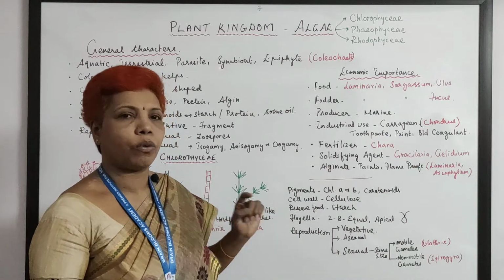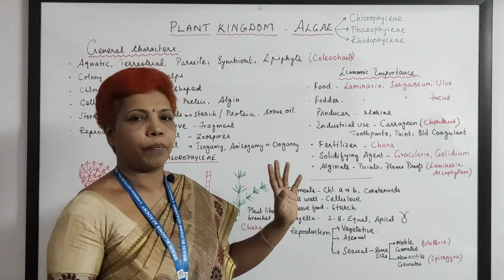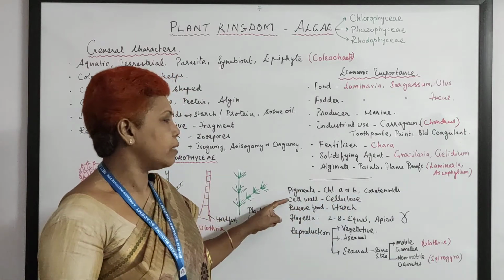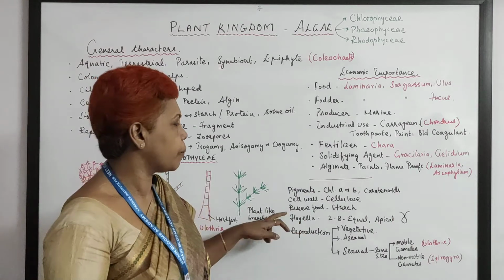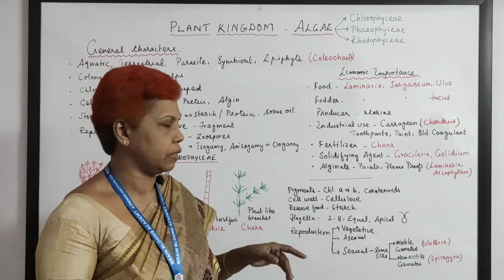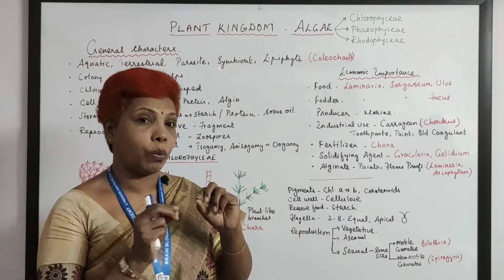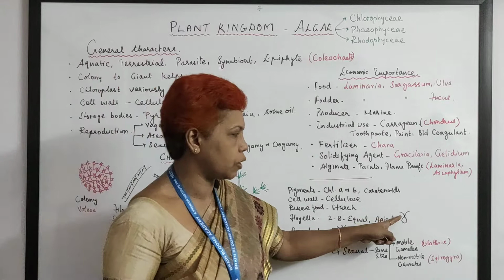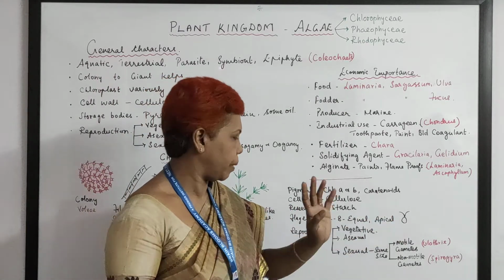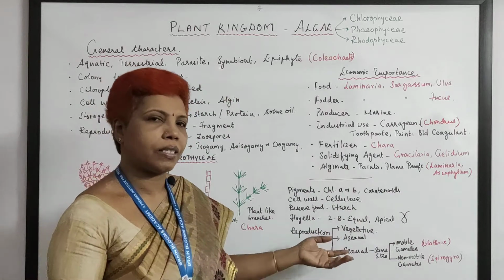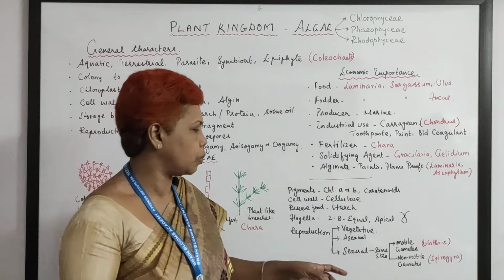And when you talk about the pigments, pigments are very important: chlorophyll a, b, and carotenoids. The cell wall is purely of cellulose, there are no additions, and the reserve food is starch. And flagella, generally the flagella are 2 to 8, equal in size and apical in position. That's what I've given here. It is apical, it is not on the lateral side. And reproduction: vegetative fragmentation, asexual by zoospores.